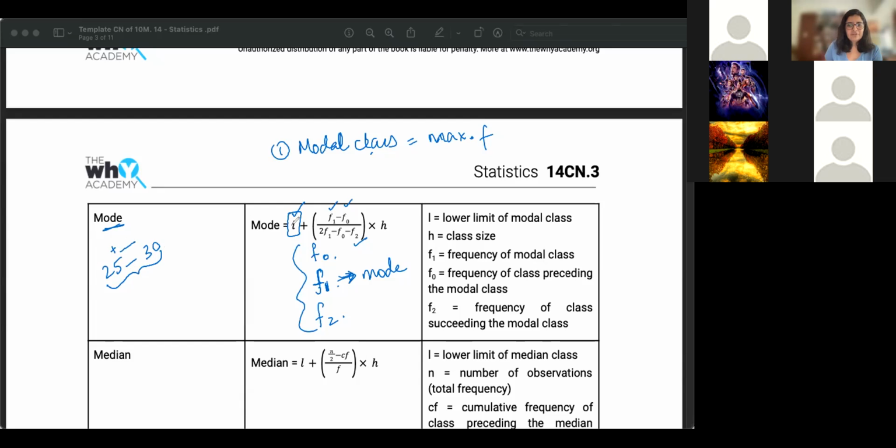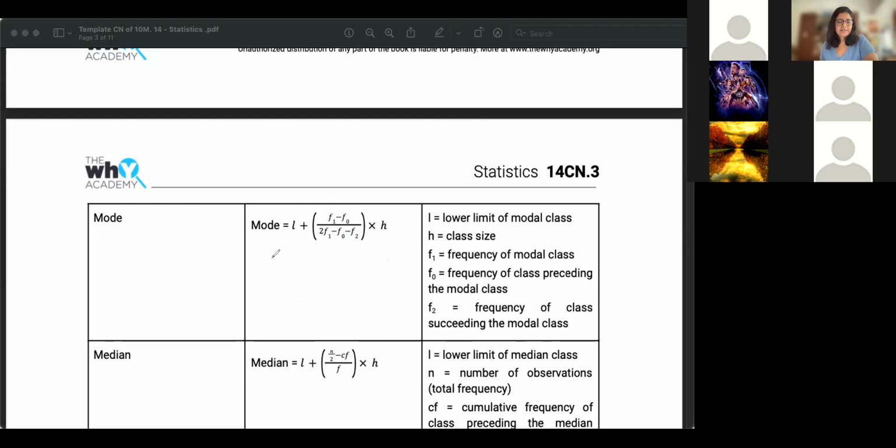So that's why you have your L plus, the lower limit of the modal class, plus the rest of the thing, where exactly it falls in the modal class, which you'll get by doing this calculation. So F1 minus F0 divided by 2F1 minus F0 minus F2, into H, where H is the class size. So that's kind of how you would interpret the formula roughly.